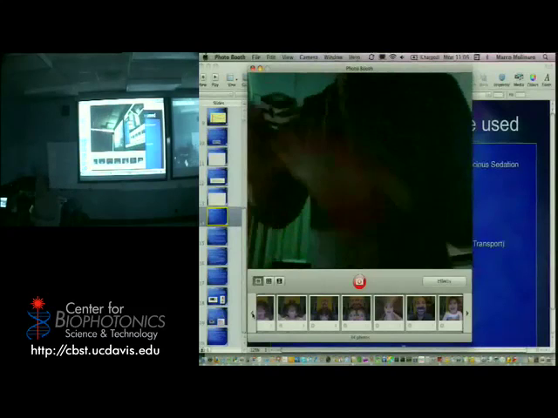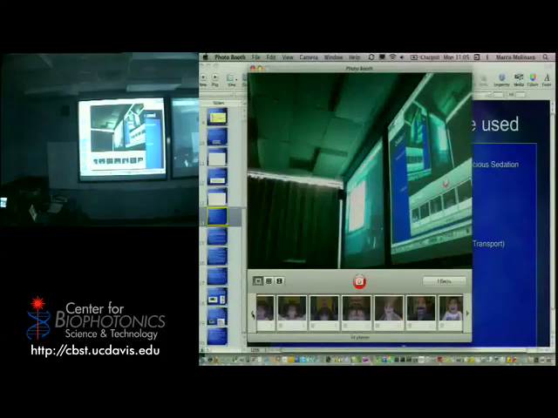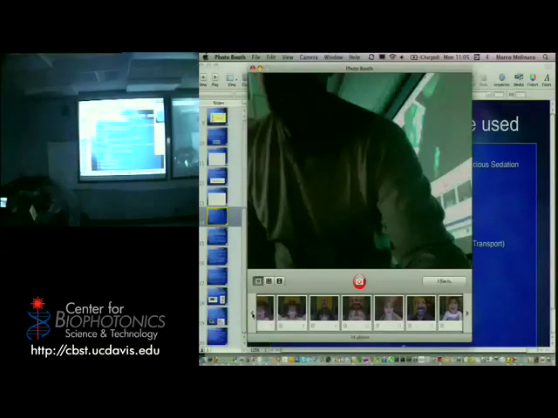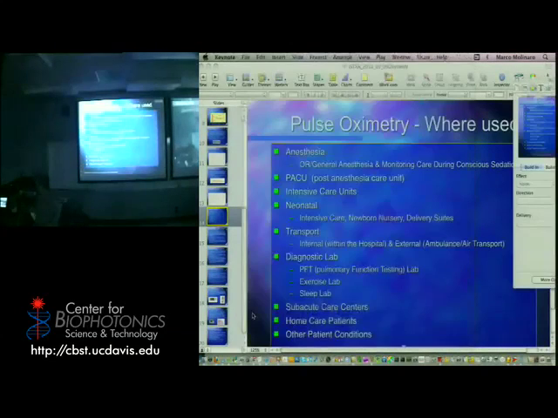And this one has the capability of also monitoring. You can actually record the values. So you could use it over time.